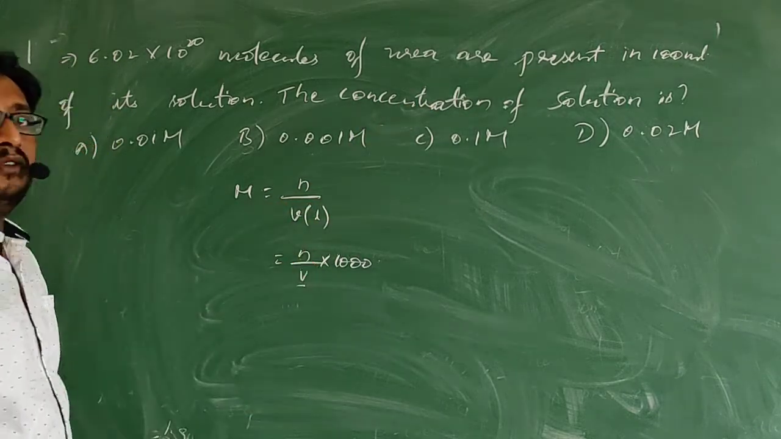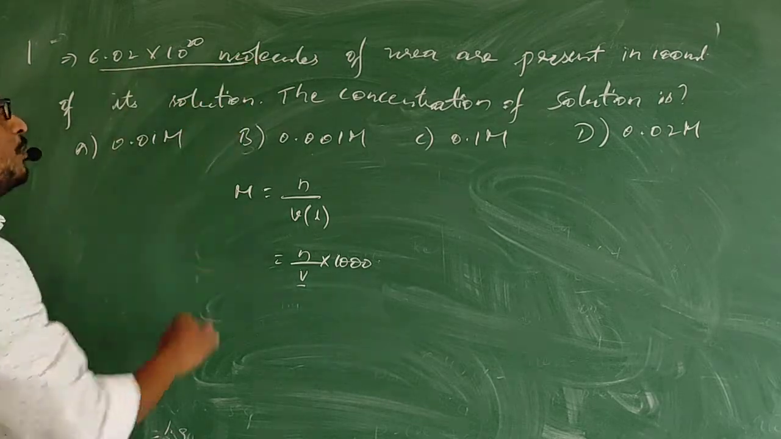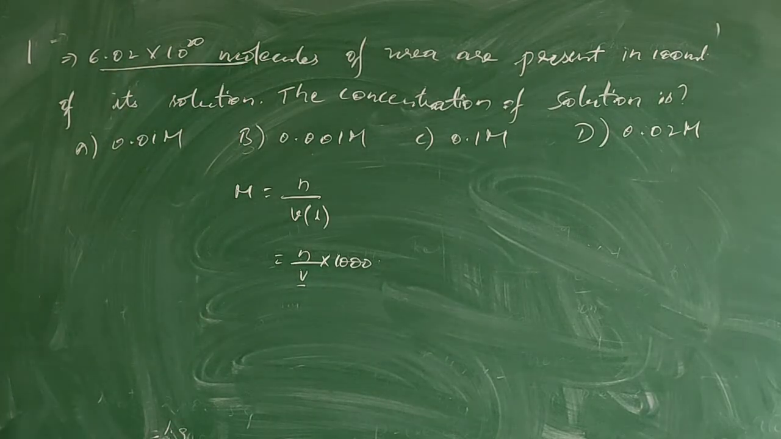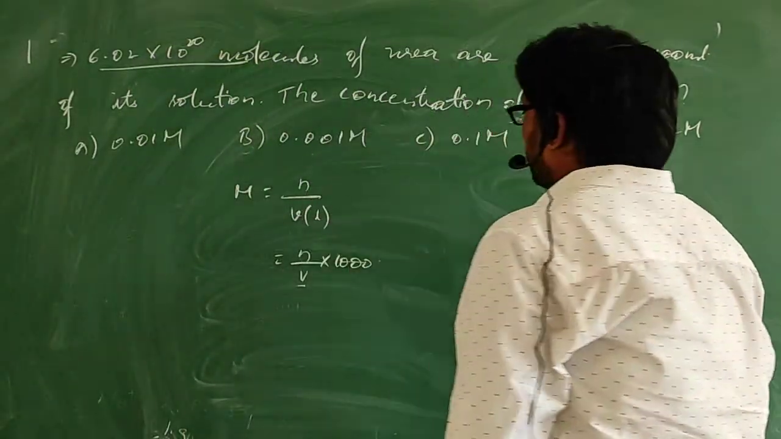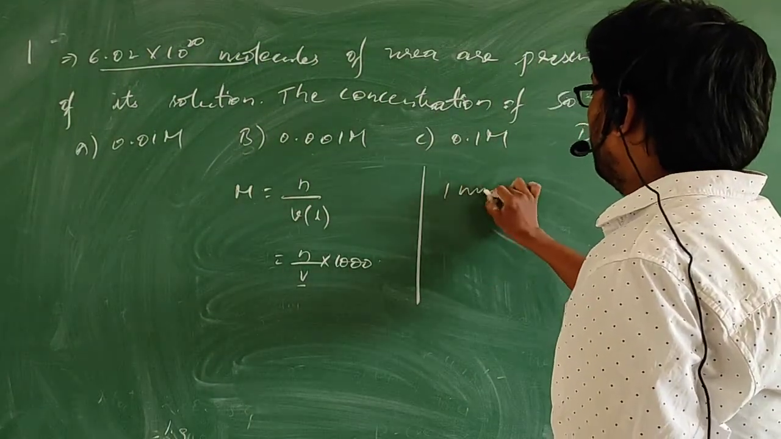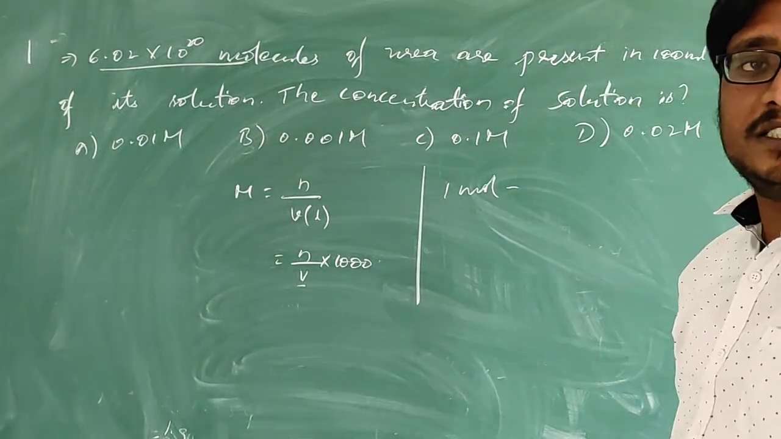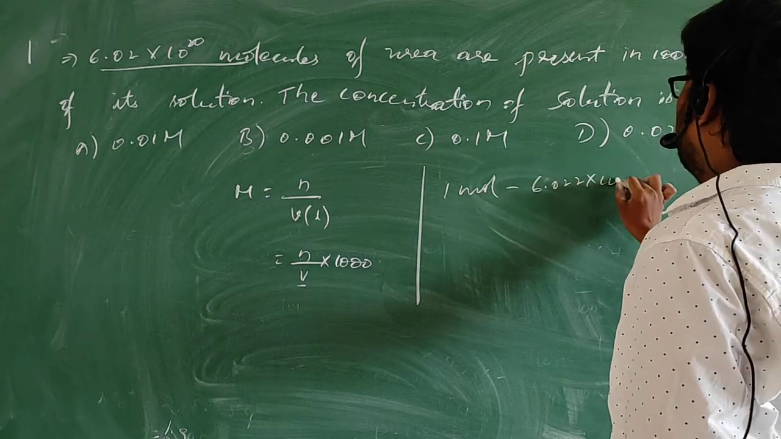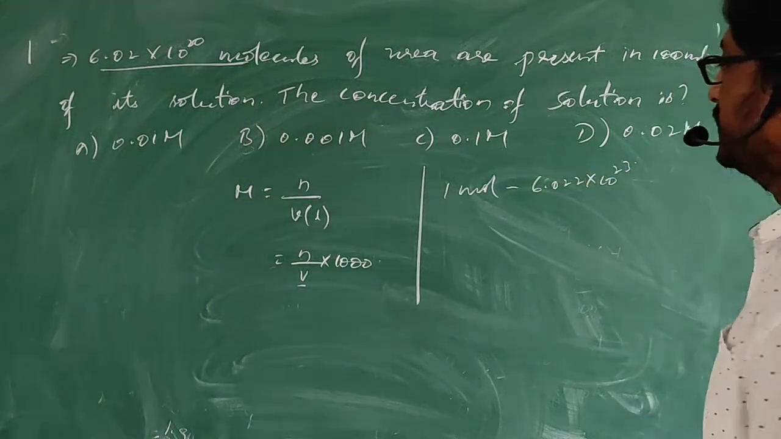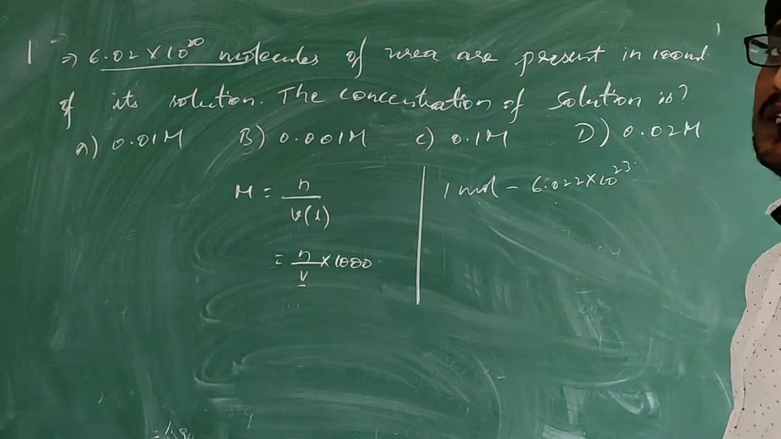What about the number of moles? In the question, he hasn't given the number of moles, but he has given the molecules of urea. You know how to convert the molecules into moles, no? You know that 1 mole of any substance will represent Avogadro number of particles, nothing but 6.022 into 10 to the power 23.